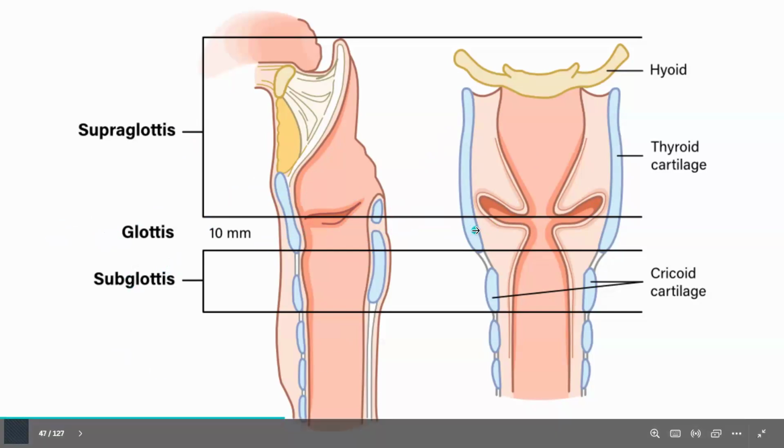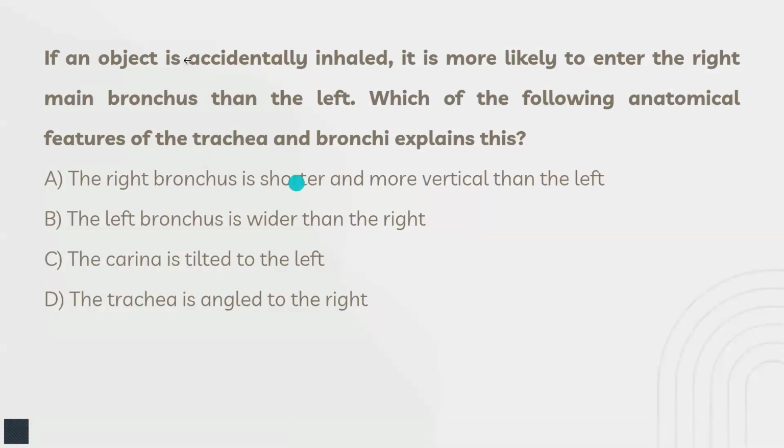Okay, moving on. If an object is accidentally inhaled, it is more likely to enter the right main bronchus than the left. Which of the following anatomical features of the trachea and bronchi explains this?